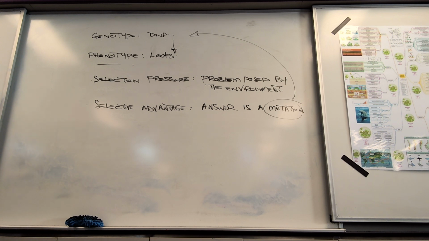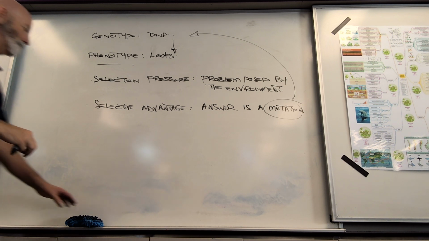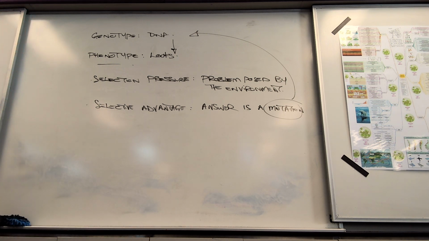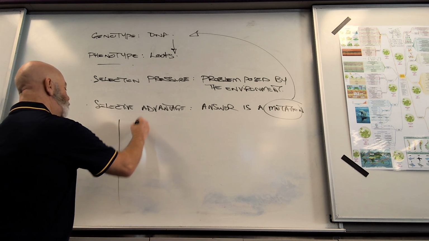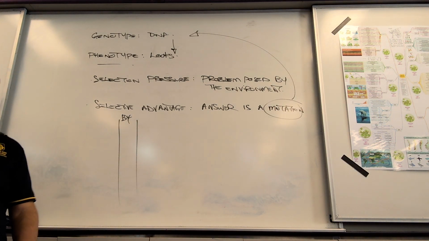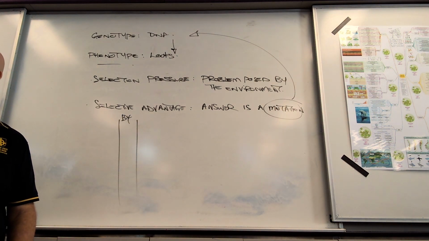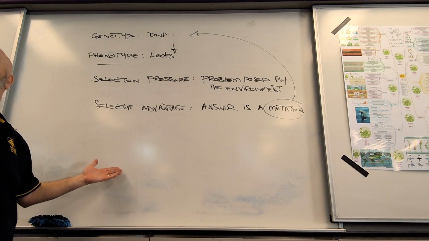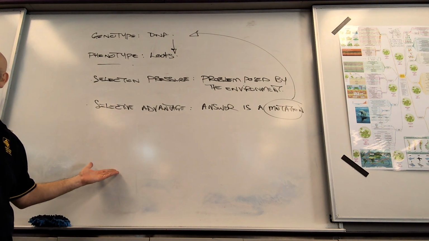So we'll do an example. In the 1760s, the Industrial Revolution in London. Here are the trees before the Industrial Revolution. That's the famous one.